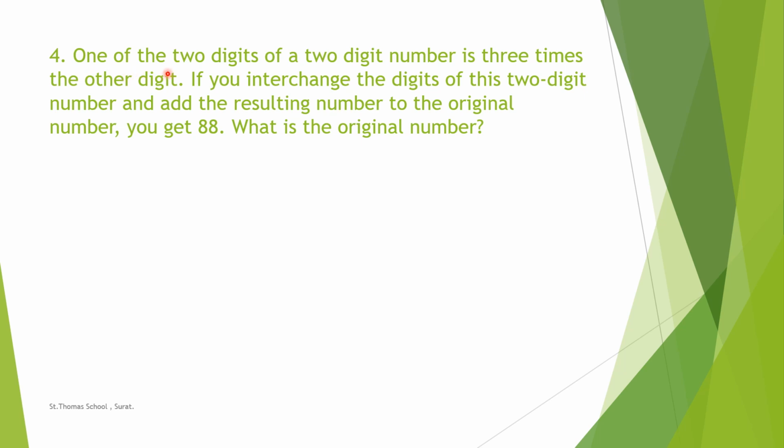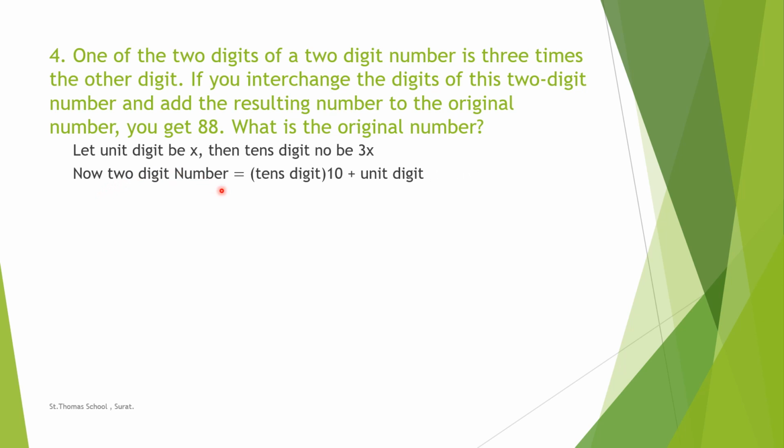Question number 4. One of the two digits of a two-digit number is 3 times the other digit. If you interchange the digit of this two-digit number and add the resulting number to the original number, you get 88. What is the original number? This question is the same as question number 3. So, let the unit digit be x. So, the tens digit will be... read the question here. One digit of the two-digit number is 3 times the other digit. So, 3 times means 3 multiplied by x, that is 3x.